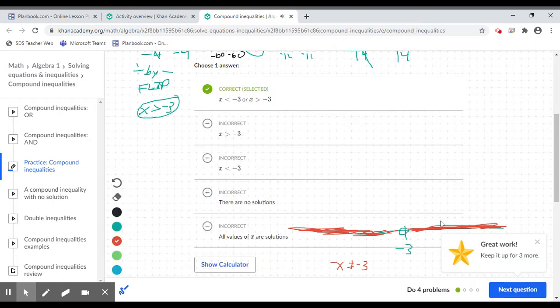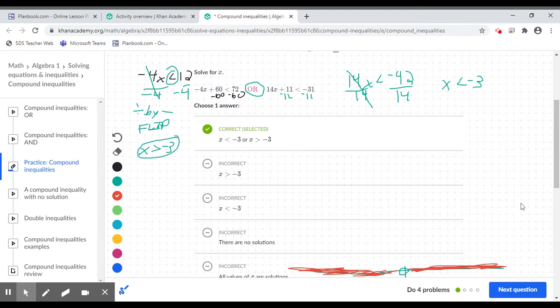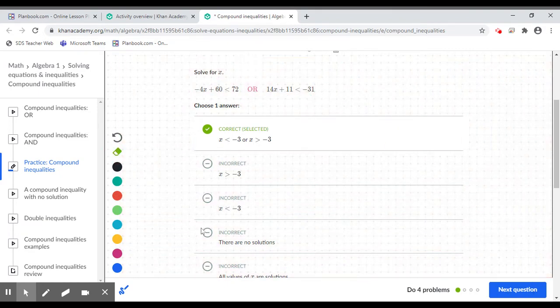That's the word or. If the word had been slightly different, let's just look at this. What if the word said and? Before we move on, what if it said and? So let's draw out that situation. Here's negative 3. X is greater than negative 3, and x is less than negative 3. The problem with using the word and is both things have to be true.